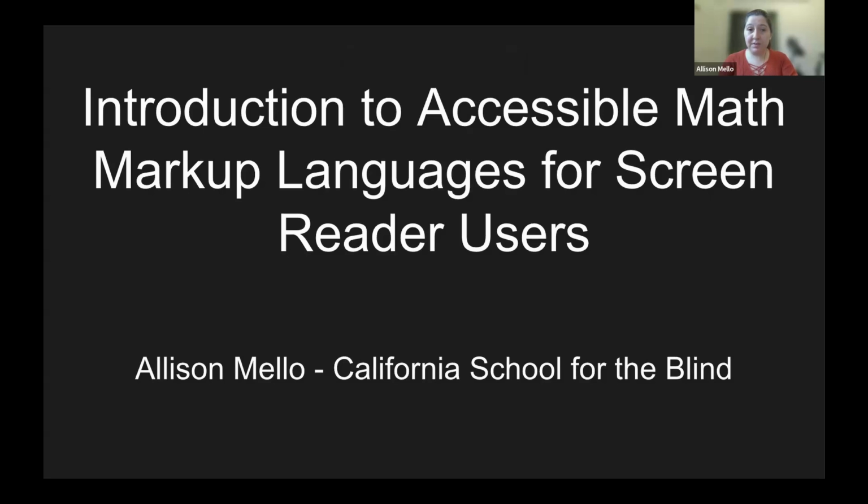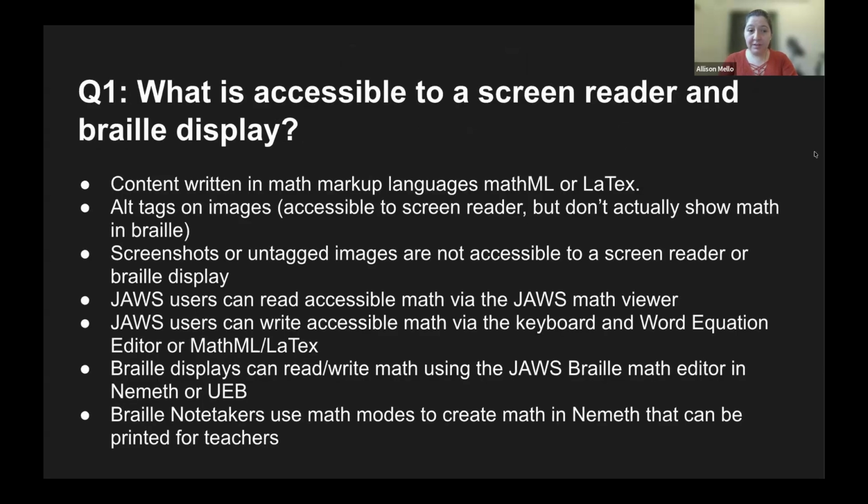We can just go straight to slide 2. So our first slide is what is accessible to a screen reader and Braille display. And so we kind of just saw that. Pictures without alt tags are not accessible. Pictures with alt tags may provide some information, but unless the alt tag has been written correctly, it may provide none. And also it requires a user to memorize what is being said, and there is no translation to Nemeth math or UEB math based on an alt tag on your Braille display.